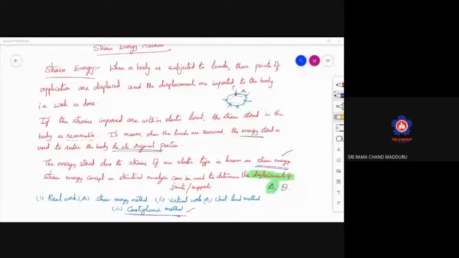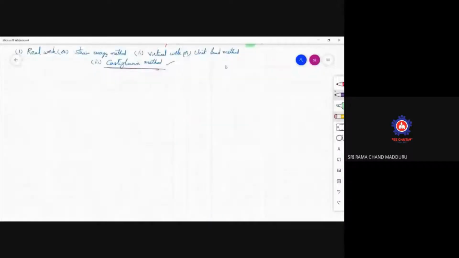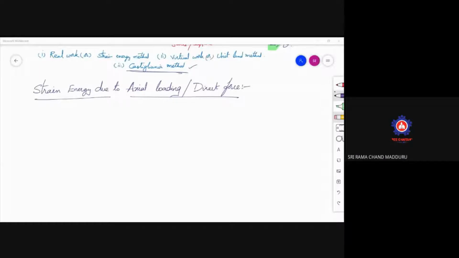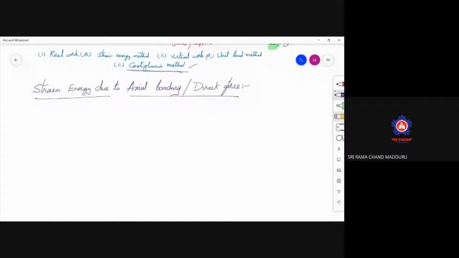Keep side heading. Strain energy due to axial loading or direct force. Yes, so we are discussing the strain energy due to axial loading or direct force.